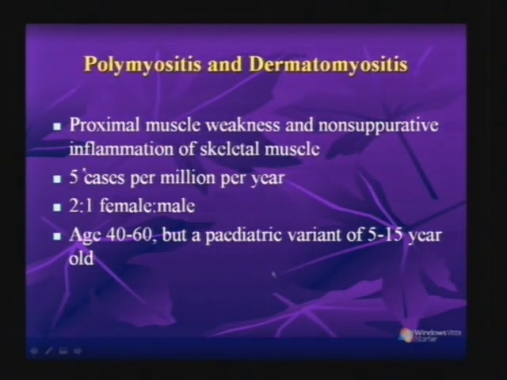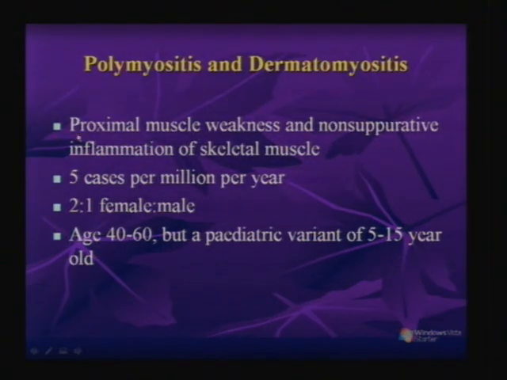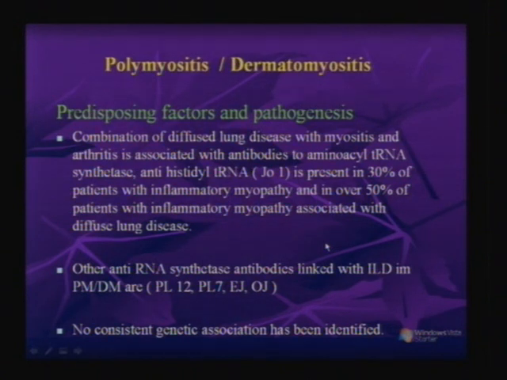Polymyositis and dermatomyositis, groups of disorders. This is characterized by proximal muscle weakness and non-suppurative inflammation of the skeletal muscle. The prevalence is 5 cases per million per year. Again, there is a female preponderance of 2:1, and the usual age group is 40 to 60, but there is a pediatric variant. Predisposing factors and pathogenesis.